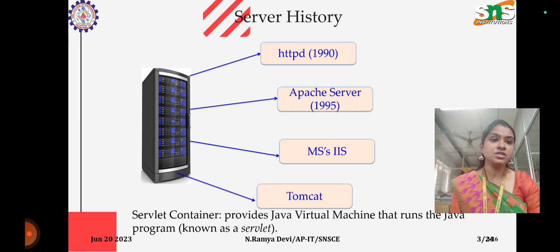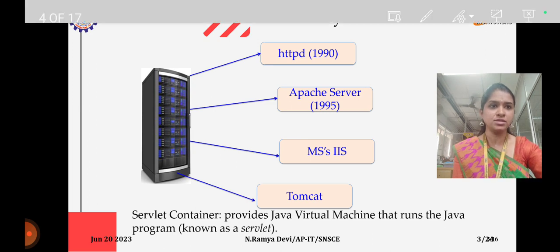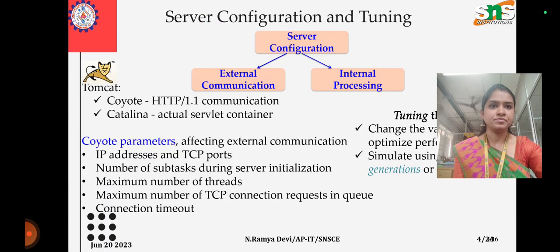So this is the server history. The first web server was identified in 1990, which is called HTTPD, and then the Apache server was developed in 1995, and MS IIS, and then the Tomcat server, and then the servlet container. It provides the JVM that runs the Java programs, which are known as servlets.